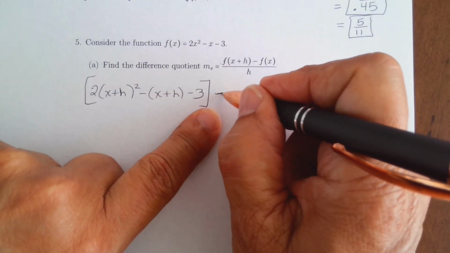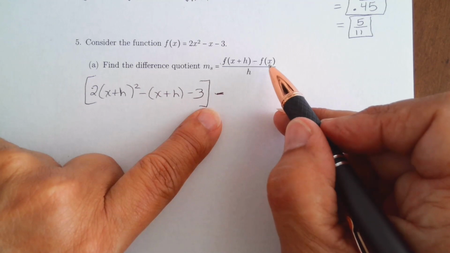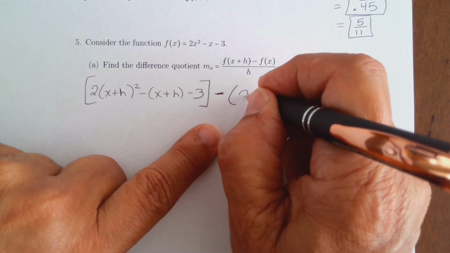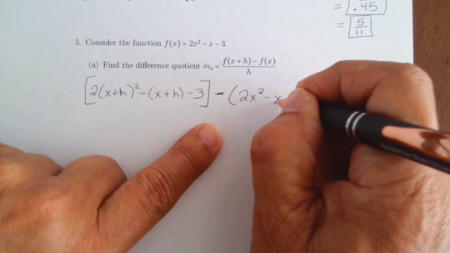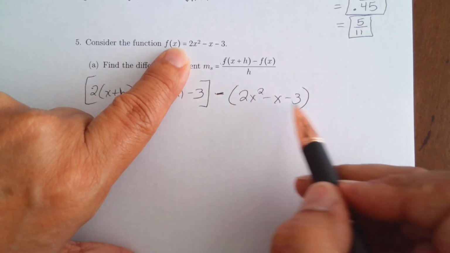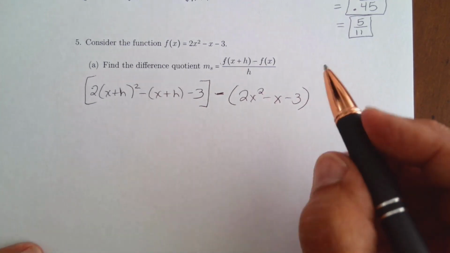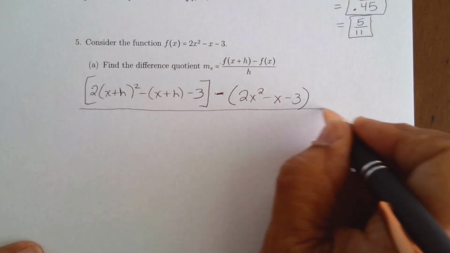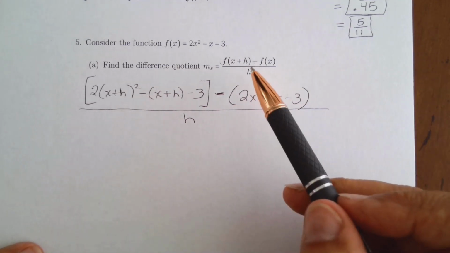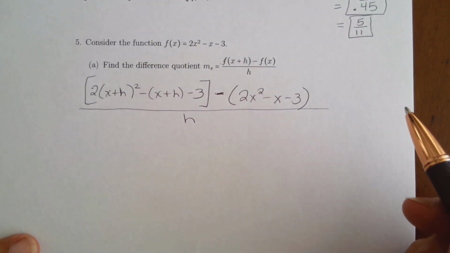And then minus sign. Then you write the function down in parentheses. So 2x squared minus x minus 3. Remember, f of x is what they gave you. So just write it down, but make sure you subtract it, because that means you got to change all the signs, right? All right, all of that over h. So that is the difference quotient. Now we just have to simplify.